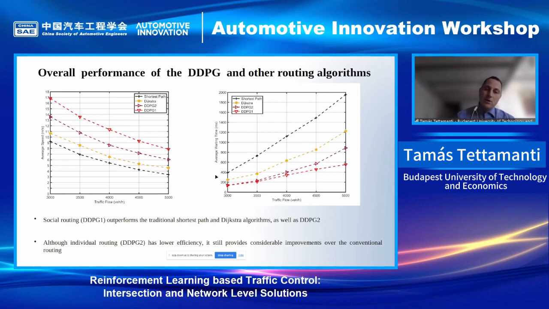terms of average waiting time, the least waiting time can be achieved with the social-based routing. But even with the individual routing, it's also red, but not so light red color curve. So you can see the individual routing DDPG2 has also considerable improvements over the conventional routing methods.